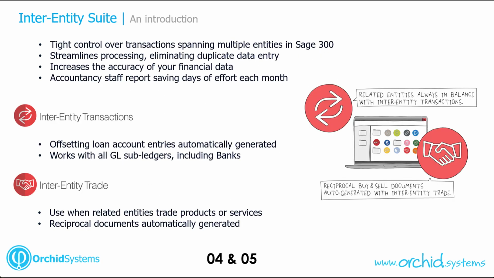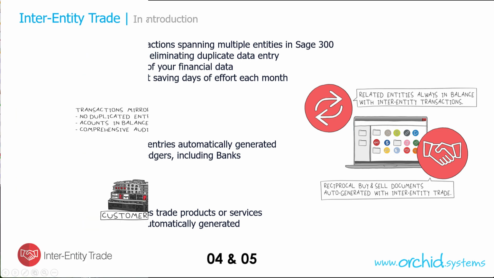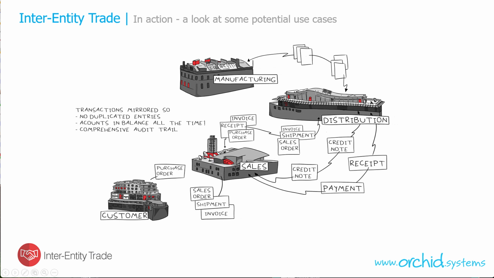Inter-entity trade can be used when you have entities who are trading with each other, so either goods or services. It will mirror the transactions, accounts payable to accounts receivable or accounts receivable to accounts payable, and also sales orders to purchase orders, purchase orders to sales orders. So the individual transaction only needs to be recorded once, and the reciprocal or mirrored transaction is automated in the target database.